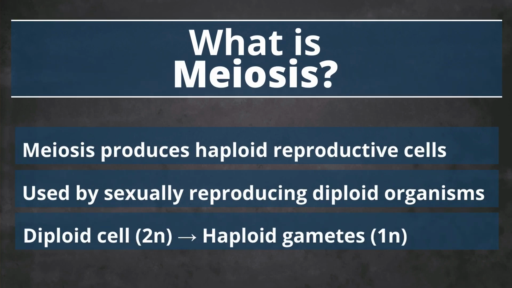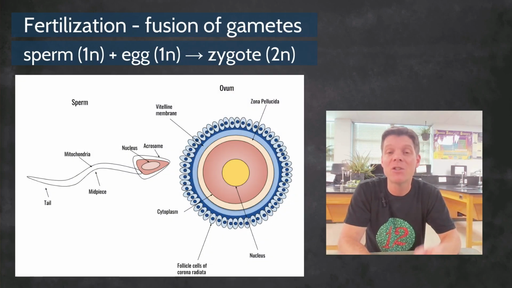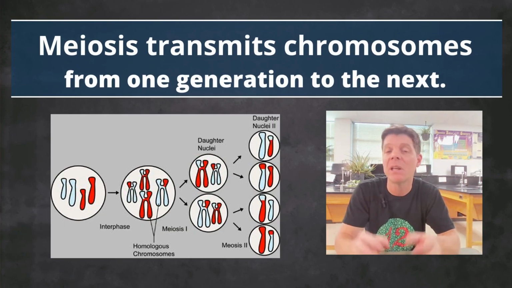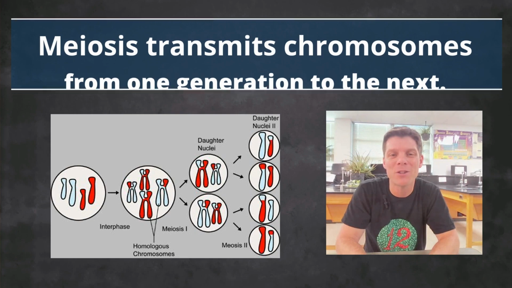Meiosis is the specialized type of cell division that reduces the chromosome number by half, producing haploid gametes, egg and sperm cells in animals, pollen and ovules in plants. When two gametes fuse during fertilization, the diploid chromosome number is restored. That's how traits like color blindness or color vision deficiency are inherited from one generation to the next.